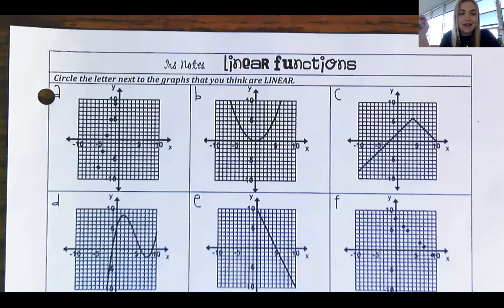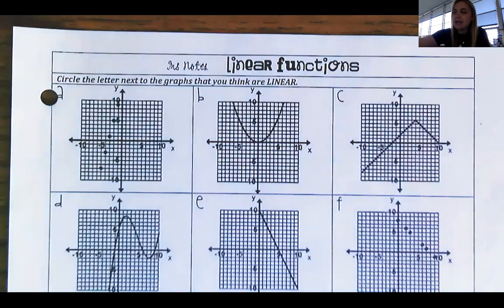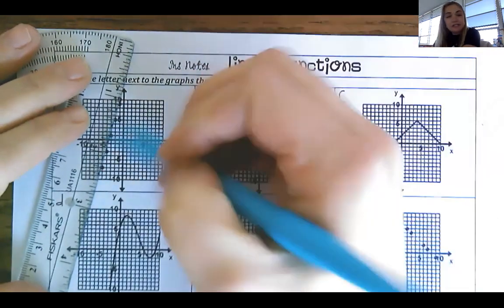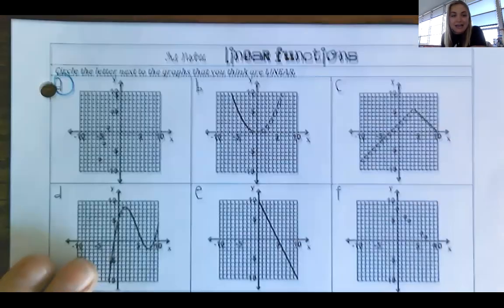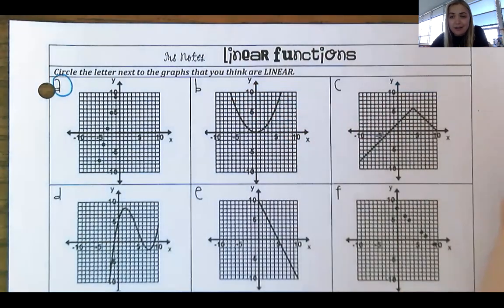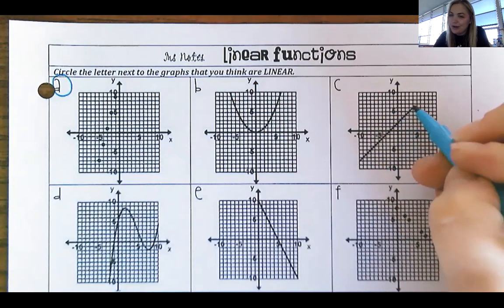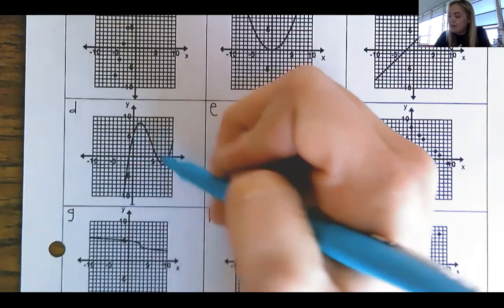Okay, let's go over these. So if you look at A, you can see that there's a dot here, here, here, here, and here. And if I were to take my straight edge, I could line it up and those go perfectly in a straight line. So A should be circled because A is linear. B curves, so it is not linear. Do not circle B. C has a straight line, but then it has a corner and it goes into a straight line in a different direction.